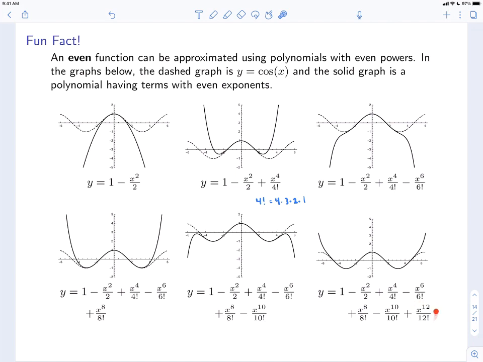Now these terms didn't come from nowhere. There's a certain formula that you can derive which will tell you what the terms look like. But that's for another time.